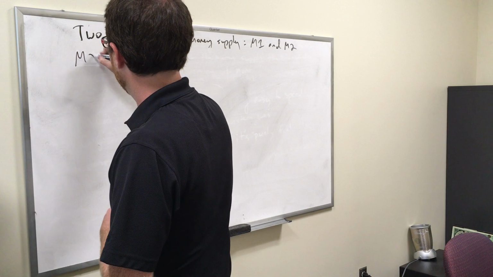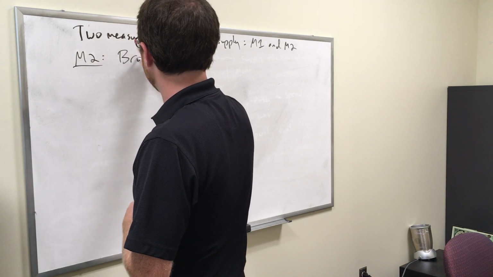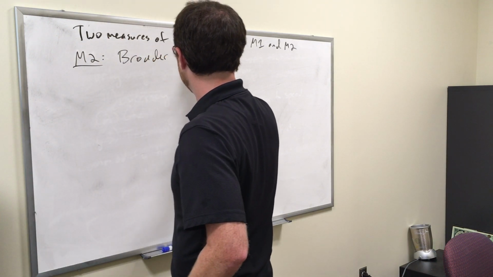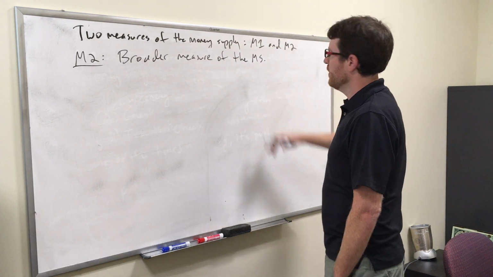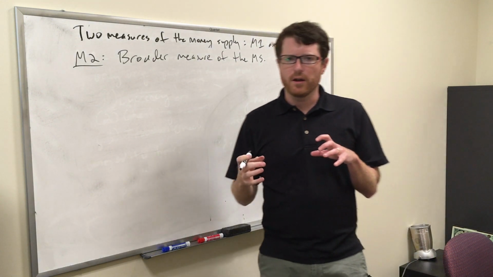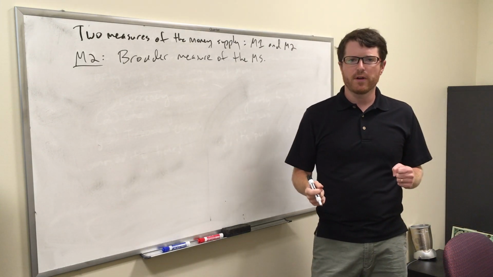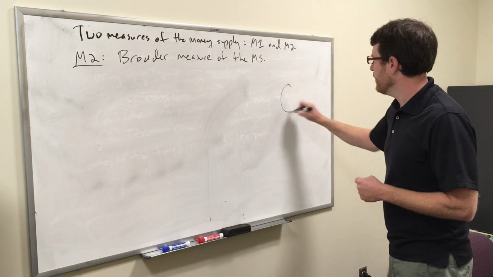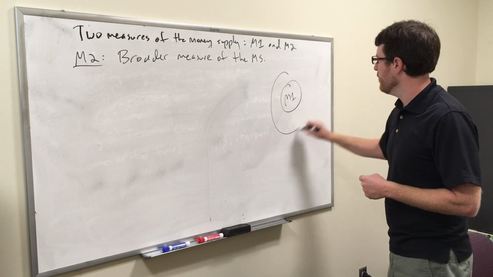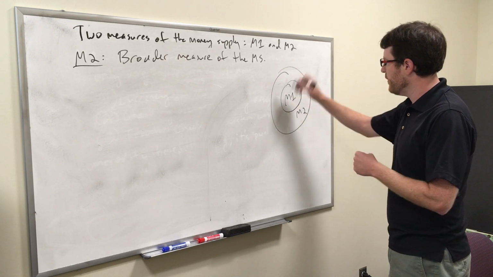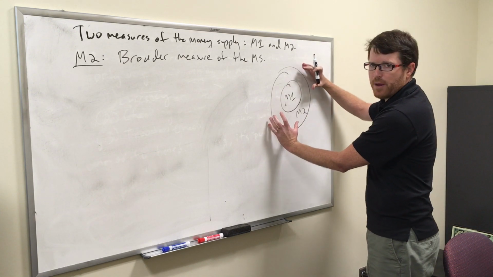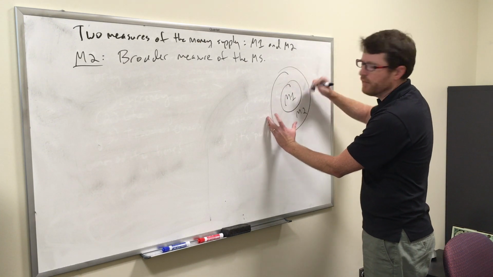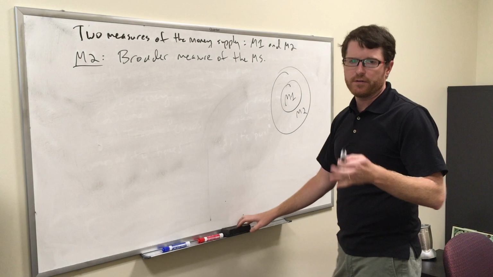M2 is a broader measure of the money supply. So it basically includes stuff that's not so liquid, all right? Just to be clear here, if we're thinking about M2, M2 includes everything in M1, all right? So if this is M1, M2 is just a broader measure of the money supply. It includes all of M1 plus some other stuff that's not so liquid.